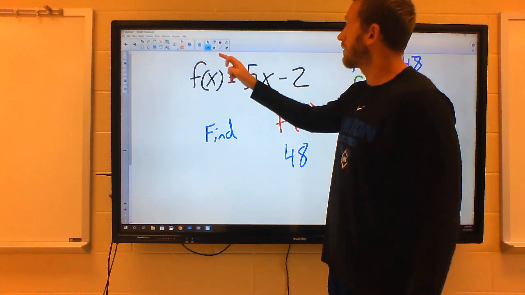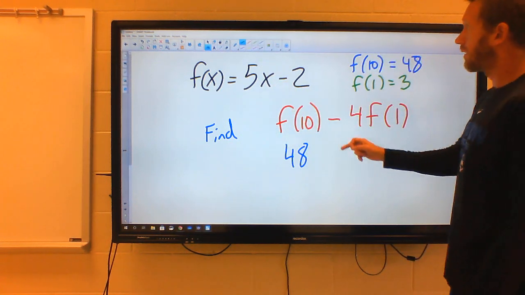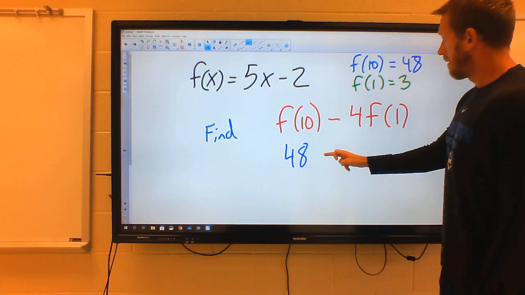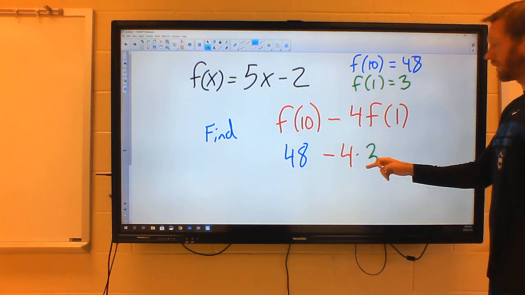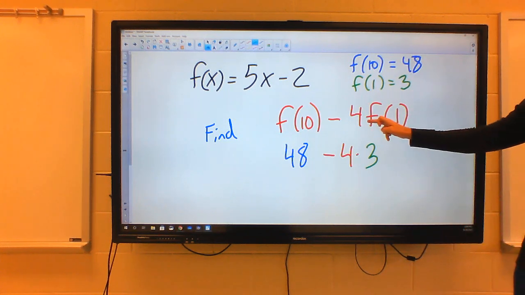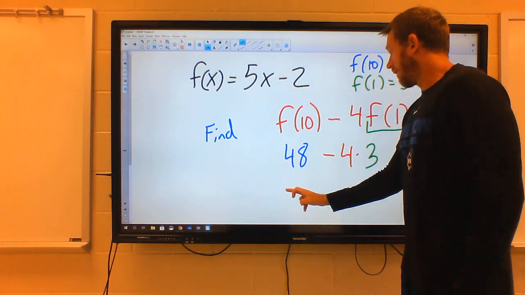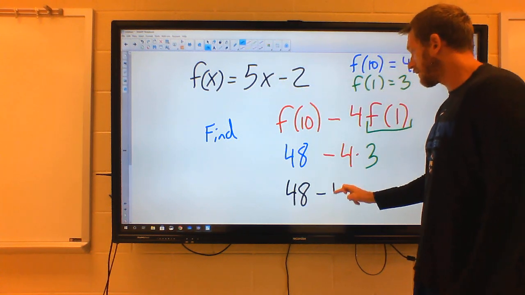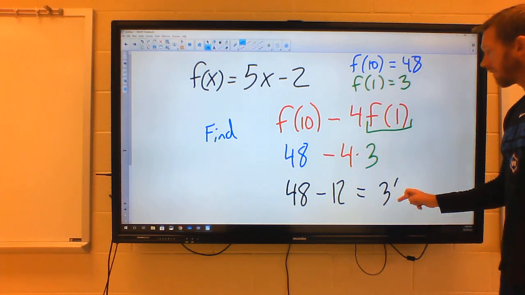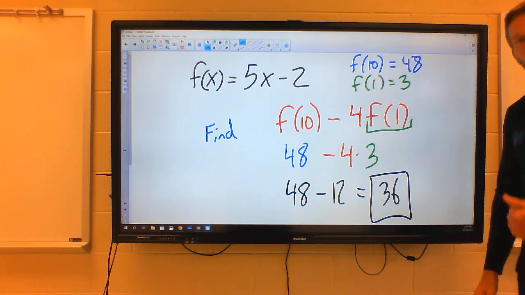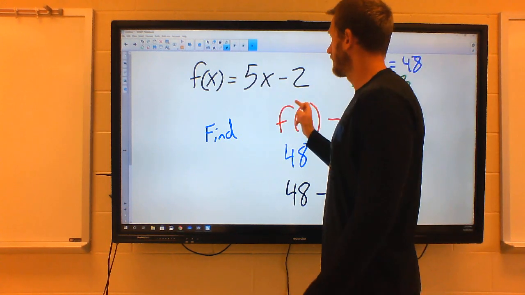Again, if I'm going too fast for you, the good news is you can pause it, rewind it, rewatch it, etc. So I've got minus 4 times whatever f of 1 was, which we just identified was 3. Okay, so notice f of 1 is 3. So what I've really got is 48 minus 12, because 4 times 3 is 12. 48 minus 12 is 36. Final answer. Pretty sweet, yeah?